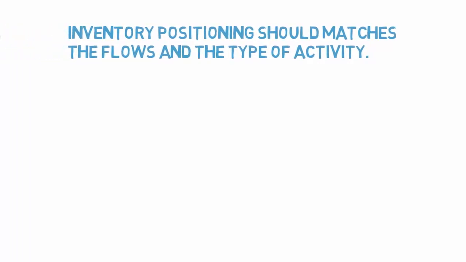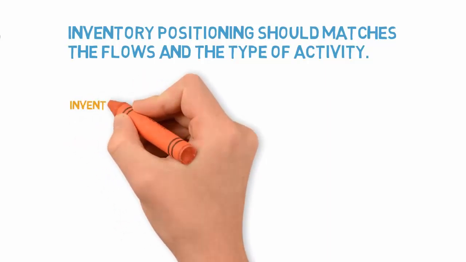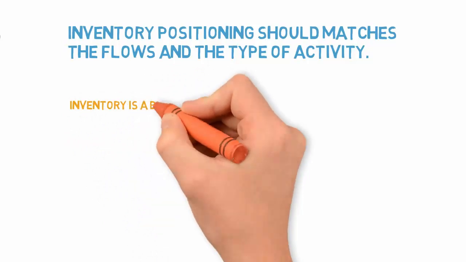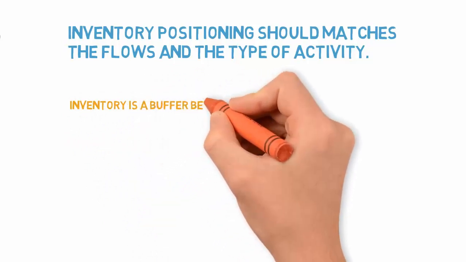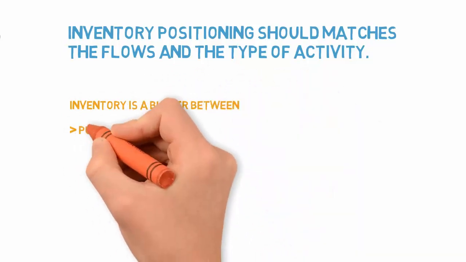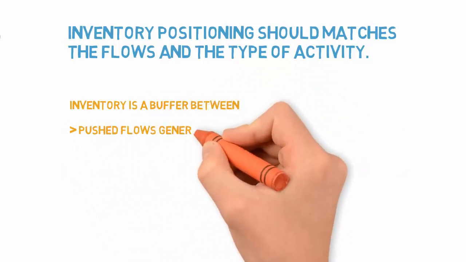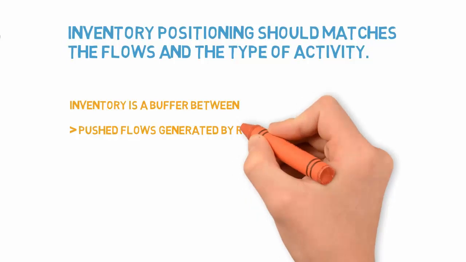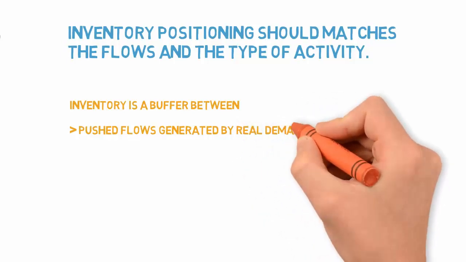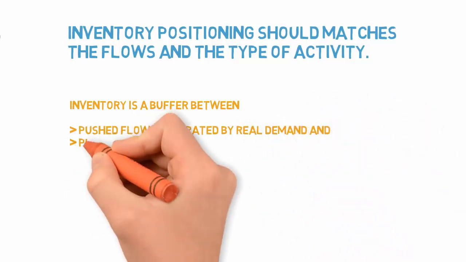So, as we have seen, the existence and location of inventory is important. With the rare exception where the deadline exceeds the logistics cycle time, having enough inventory that matches the flows and the type of activity is very crucial. In addition to playing a role of a buffer between pushed flows generated by real demand and pulled flows induced from forecasting, inventory also plays a role of desynchronizing rhythms along the supply chain.